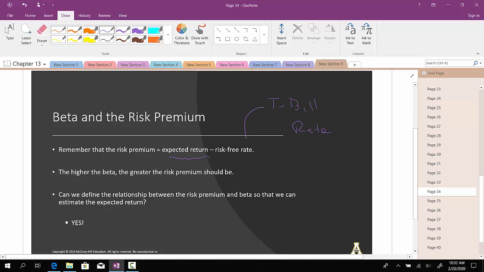That said, as we know, if the stock has a higher beta, it's going to have a higher expected return. Therefore, the higher the beta, holding the risk-free rate constant, we should have a higher risk premium, because the expected return will go up if we have a higher beta stock. So, can we define the relationship between the risk premium and beta so that we can estimate the expected return? The answer is absolutely, we can.